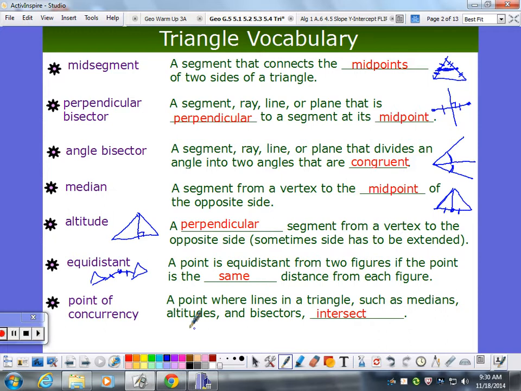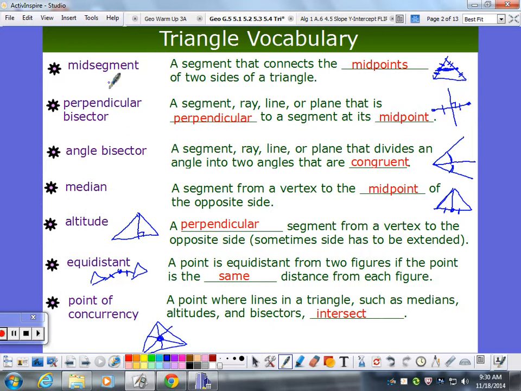So I don't know how you make a picture of that. So this one, this one. If they all meet up in the same place, that's a point of concurrency. Well, maybe. There's all different kinds, so that's what we're going to be talking about.